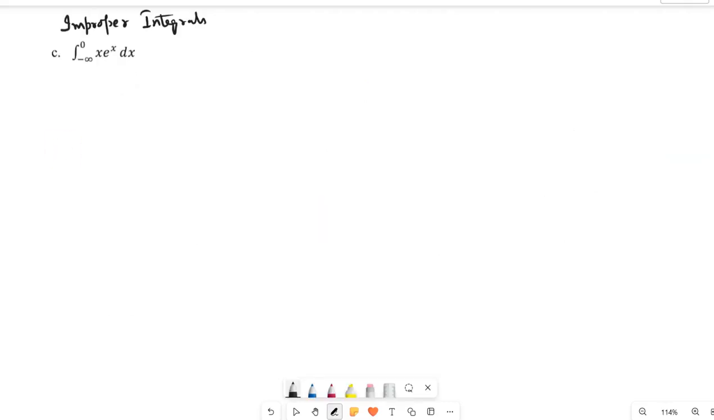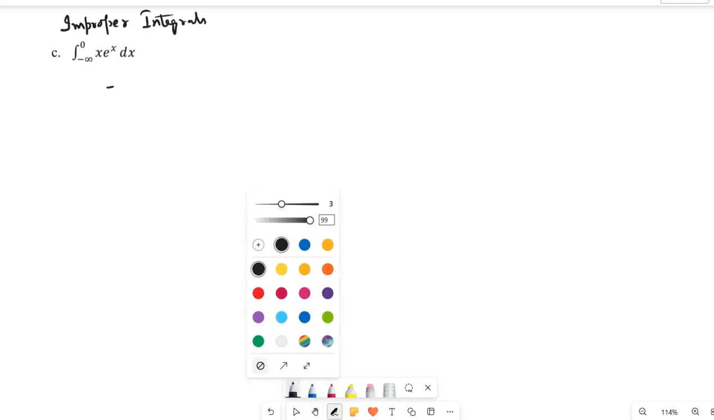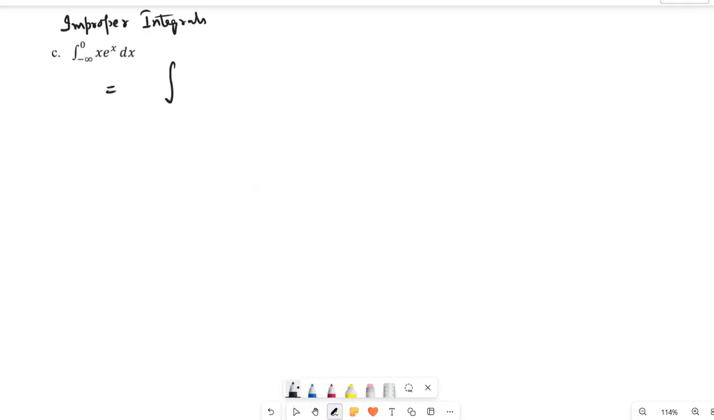Here is the next example. This one is a little different. It's still an infinite integral. Here the lower limit is negative infinity. So what we are going to do is replace the lower limit by an a, the upper limit is 0, and that a we're going to say is approaching negative infinity. The function integral stays almost the same. Nothing changes in there.